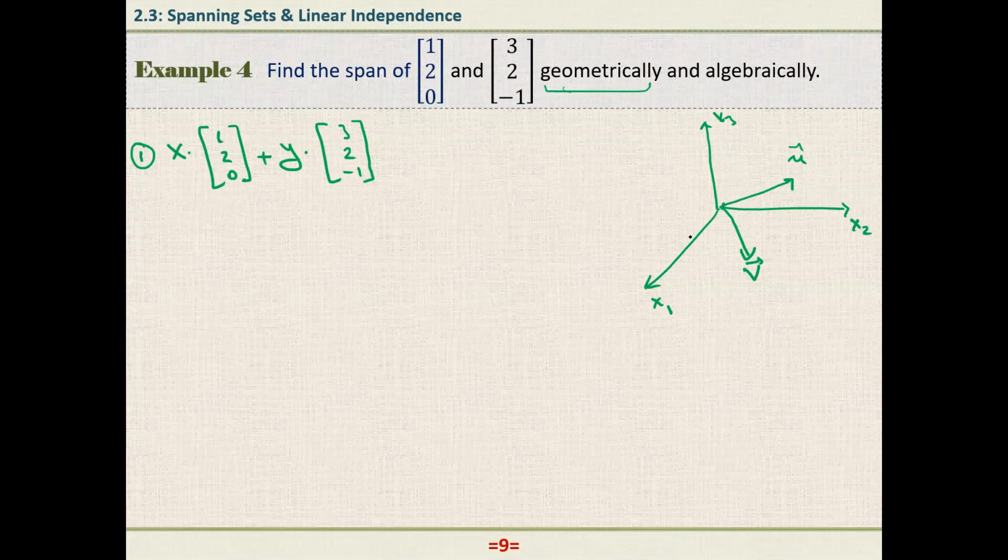So that's simple, just a plane. That's the geometric description of the span of these two vectors.